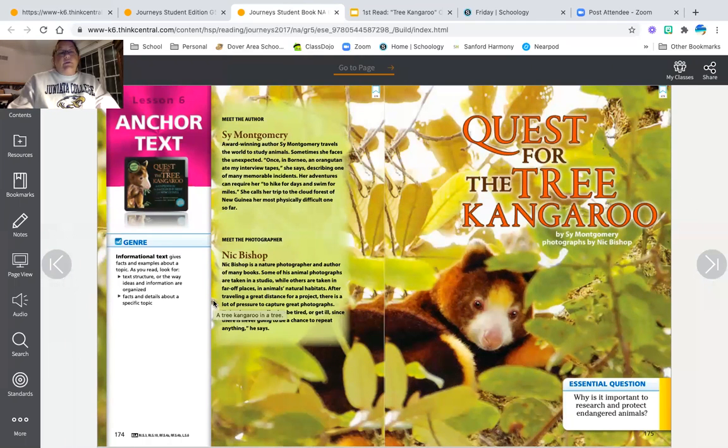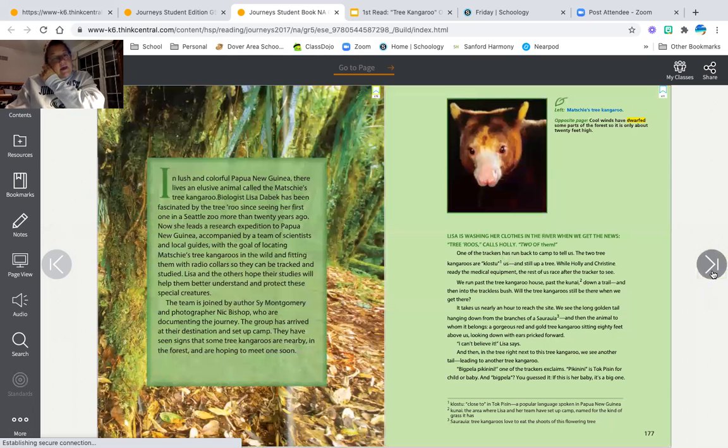So over here, if we take a look at the genre of informational text, we know that it gives facts and examples about a topic. So as we read, again, we're going to be looking for those ideas and information organized in a specific way. The facts and the details have kind of a cause and effect structure to them. You can see here another picture of a tree kangaroo in its natural habitat. Again, very different from the typical kangaroo that we think of. So let's get into the text.